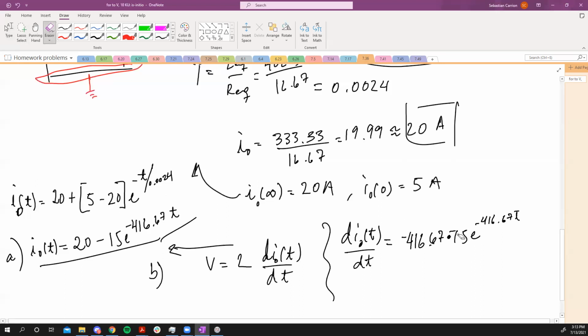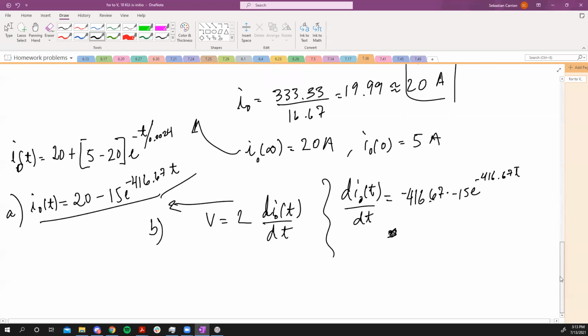I should probably erase this. It looks like a 7. And yeah, I'm just gonna leave it like that.